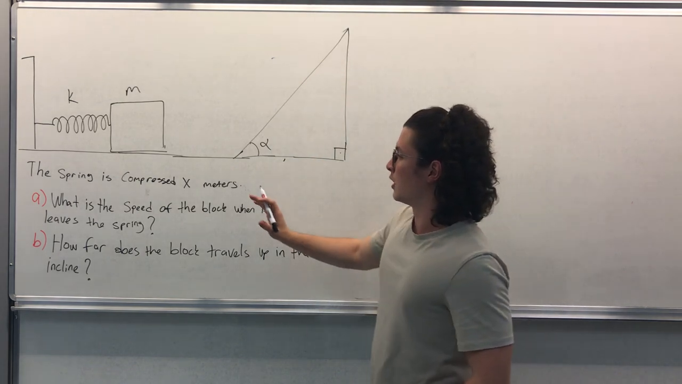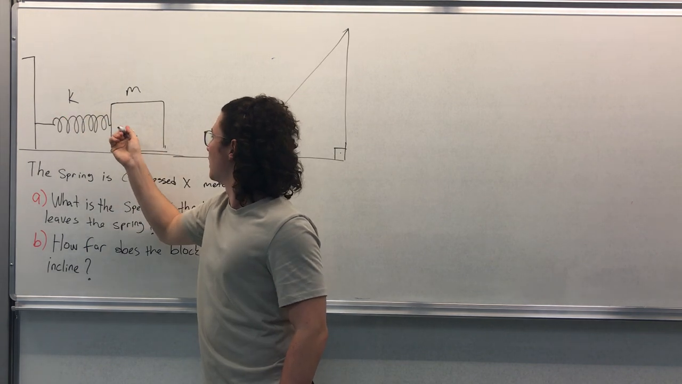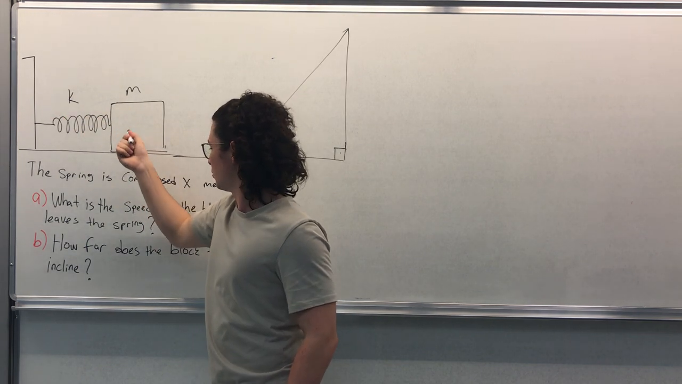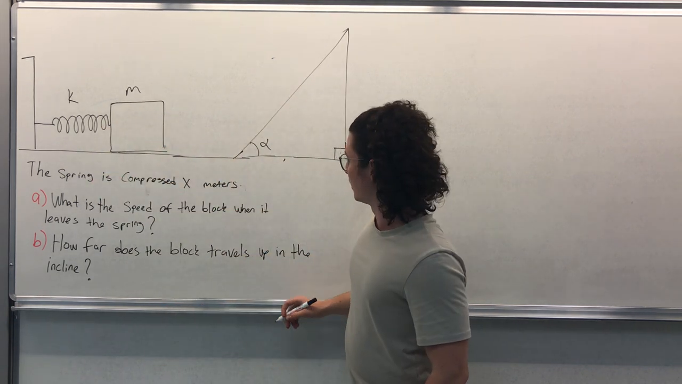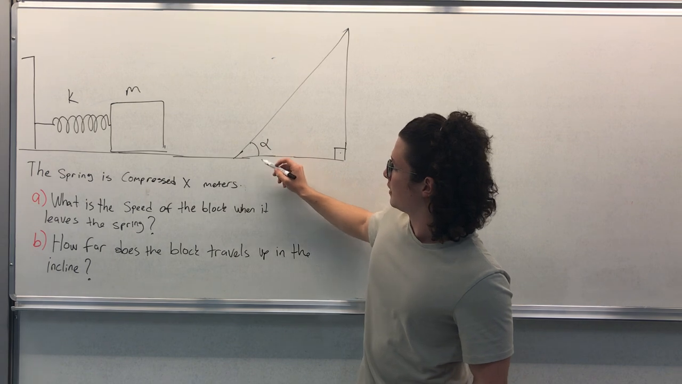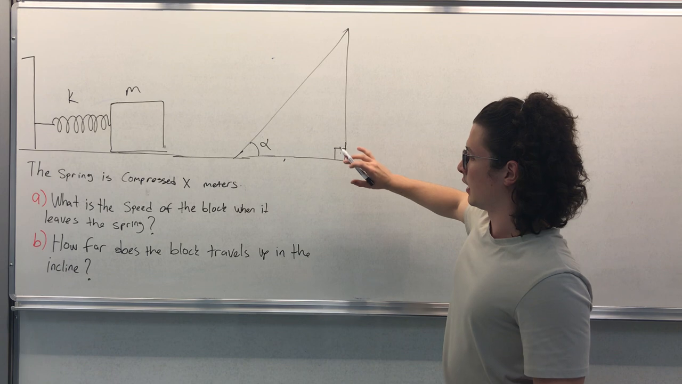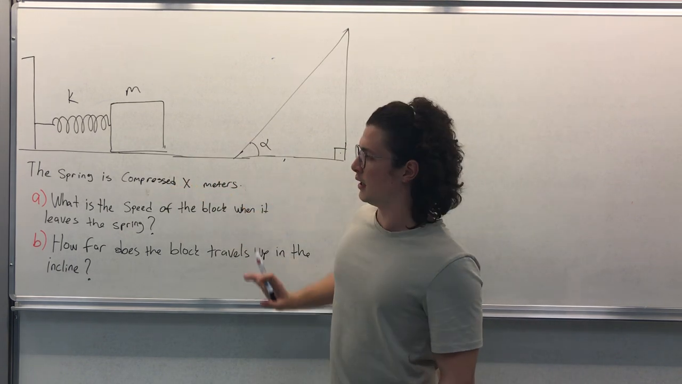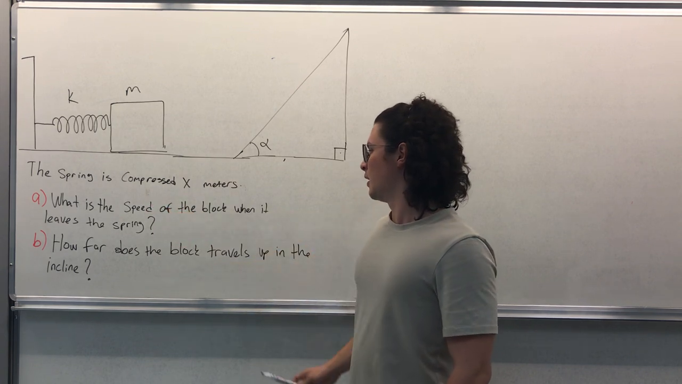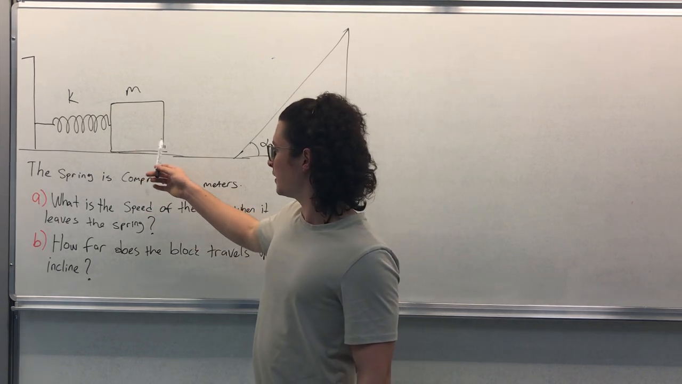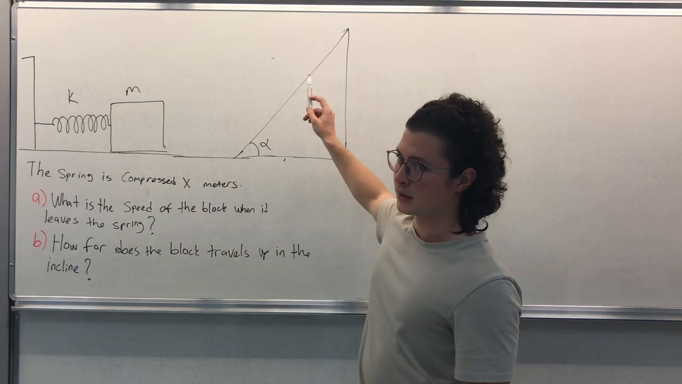So the spring has the spring constant k, this cube block has mass m. Here we have the angle alpha, and the spring is compressed by s meters. So the question asks us to find the speed of the block when it leaves the spring, and how far does the block travel up in the incline.